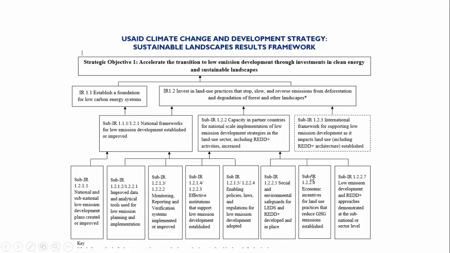It goes further to sub-intermediate results. There are so many intermediates that go below it, but you find that this strategic objective, there is not just one strategic objective. There could be 2 or 3 more, but all these strategic objectives feed into an overall goal. Okay, so this is how a results framework usually looks like.